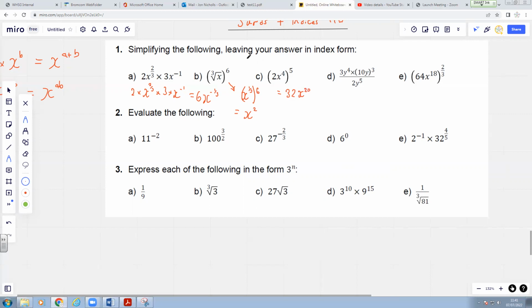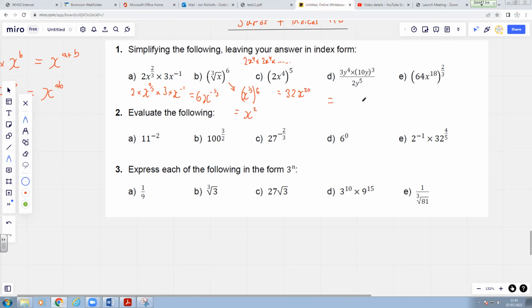If you want to know why we're doing that, it's because it's 2x to the 4 times 2x to the 4 times 2x to the 4 dot dot dot 5 times, and that's why it's going to be 2 times 2 times 2 times 2 times 2, which is 32, and x to the 4 times x to the 4 times x to the 4, etc. 5 times, so that's x to the 20.